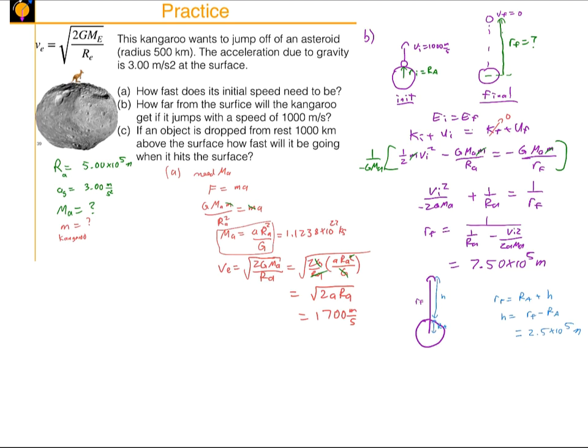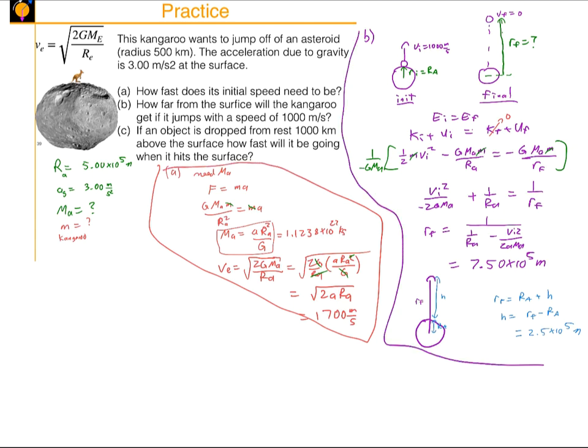The third part to this question is, if the object is dropped from rest 1,000 kilometers above the surface, how fast will it be going when it hits the surface? So let us calculate that. That is a slightly different problem. Before we said, if we launch it at 1,000 meters per second, how fast will it be going when it reaches the top?